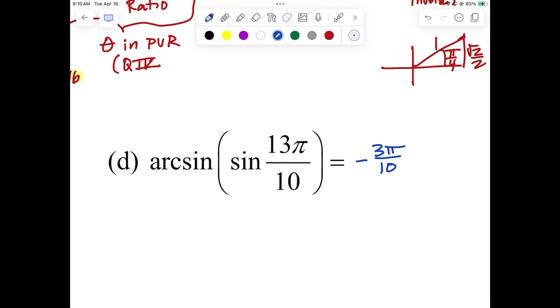Anyone else get negative 3 pi tenths? No one else? Freeberg, you want to talk us through how you did it?